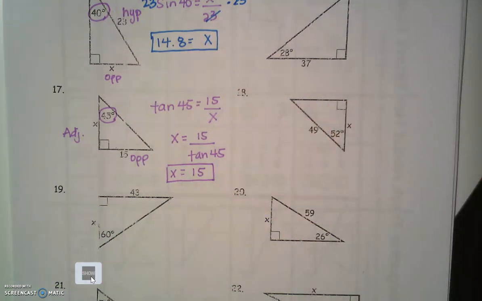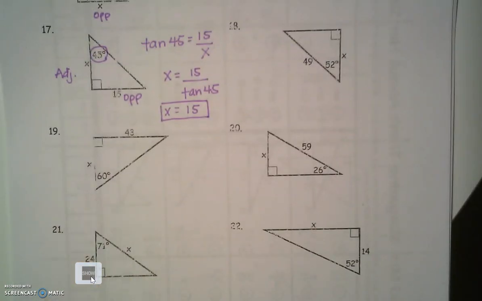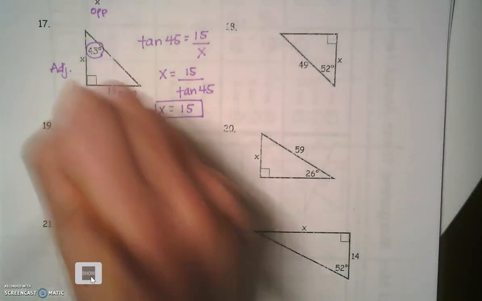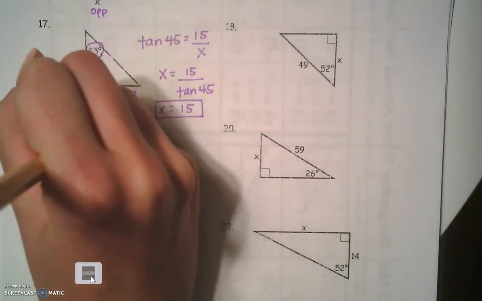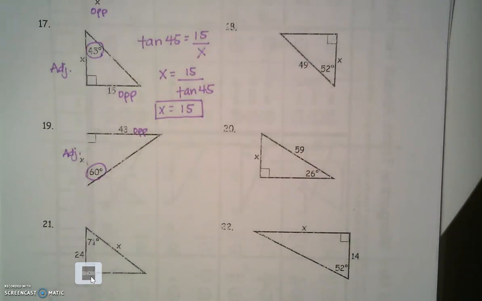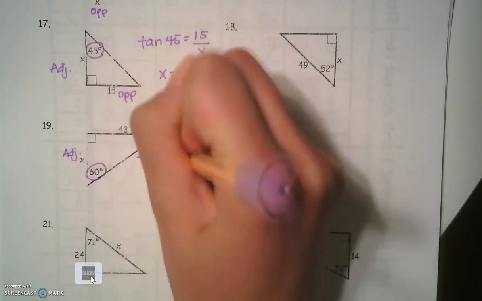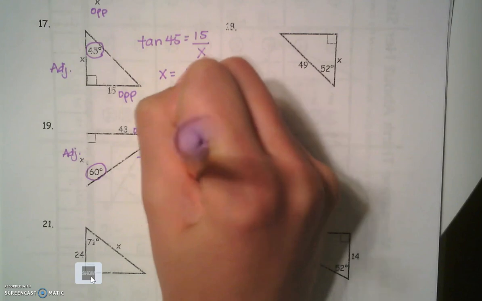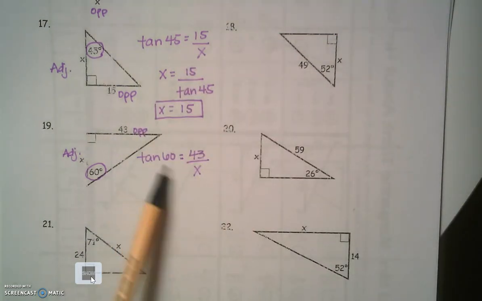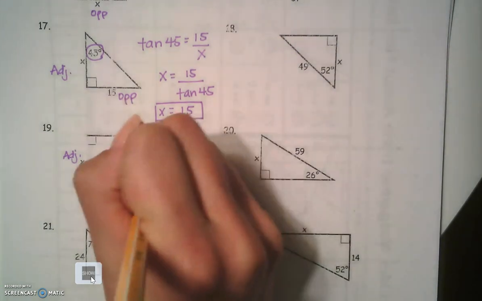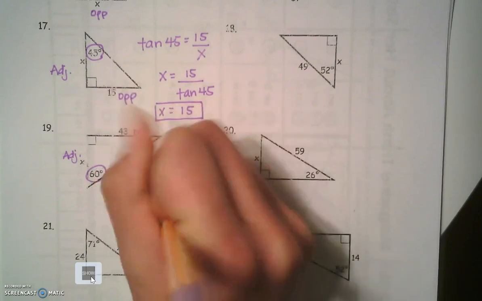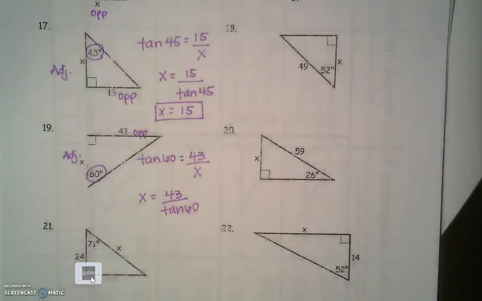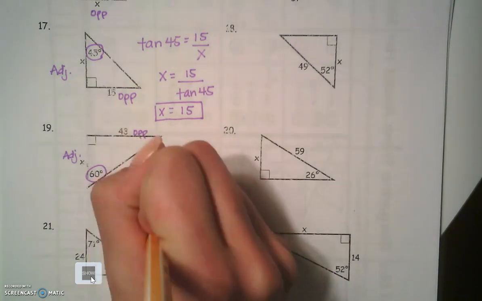Number 19, we'll continue with our examples here. Number 19, again, start with the acute angle that you're given, so 60 degrees. That makes this the opposite side, and this the adjacent side. So it looks like we're going to have another tangent problem. So we'll have the tangent of 60 degrees equal to the opposite over the adjacent. And one more time, we'll swap those spots for the laws of proportionality. So this is going to be x equals 43 divided by the tangent of 60. Put that in my fancy dancy calculator here. And we want the decimal, okay, round all answers to the nearest tenth. So this is going to be x equals 24.8.